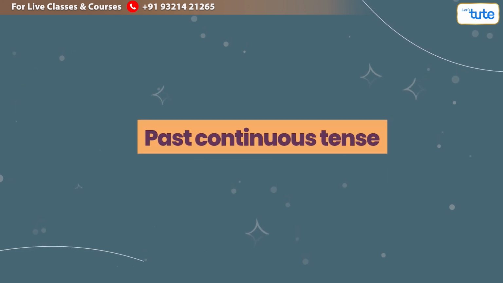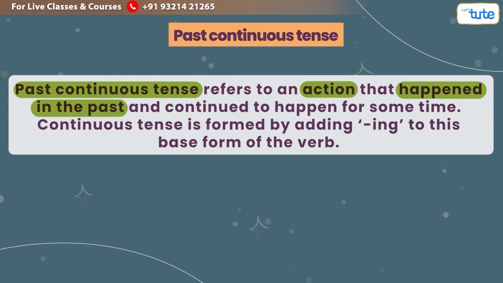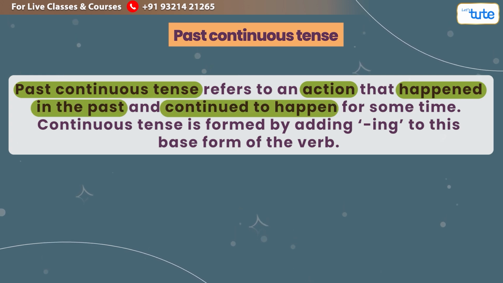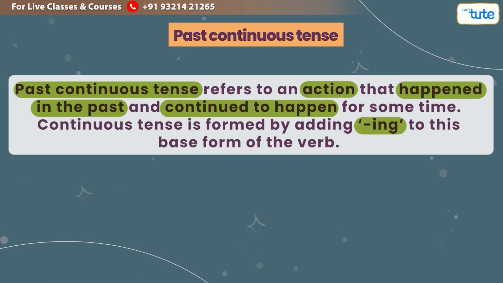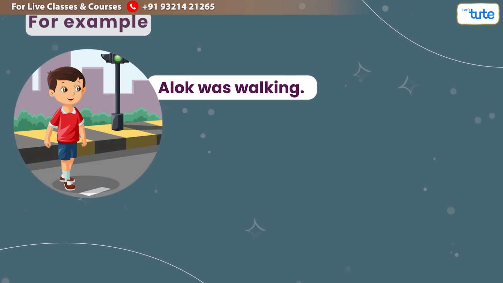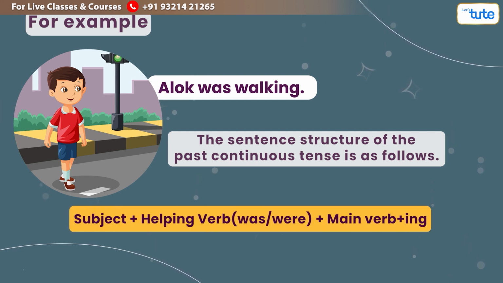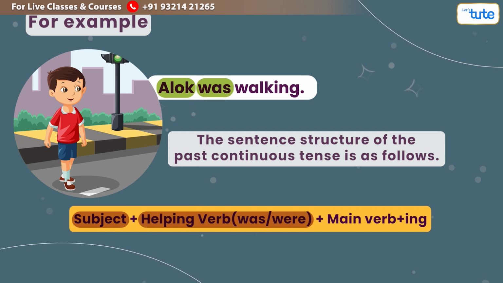Past continuous tense. Past continuous tense refers to an action that happened in the past and continued to happen for some time. Continuous tense is formed by adding ing to the base form of the verb. Example, Alok was walking. The sentence structure of past continuous tense is as follows: Alok was walking. Subject plus helping verb was or were plus main verb ing.